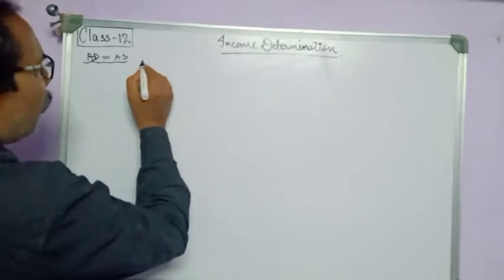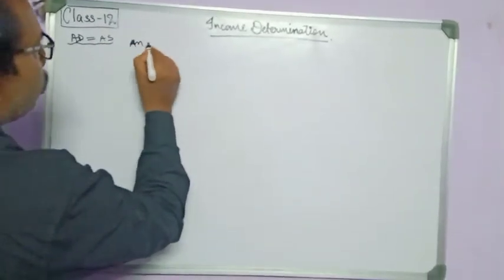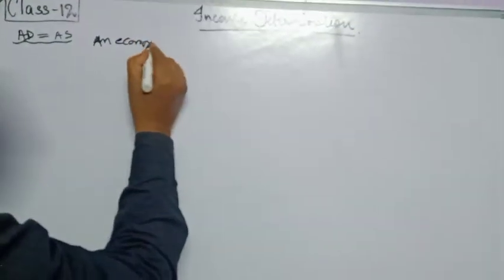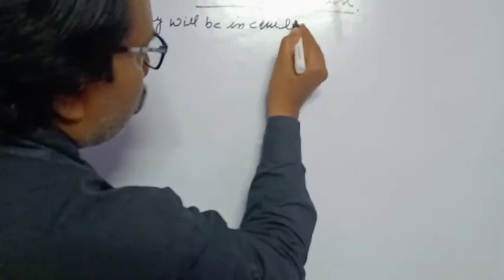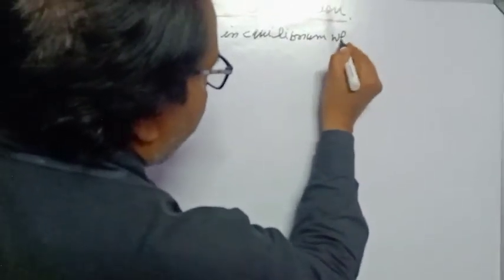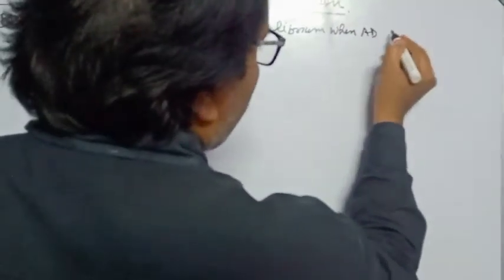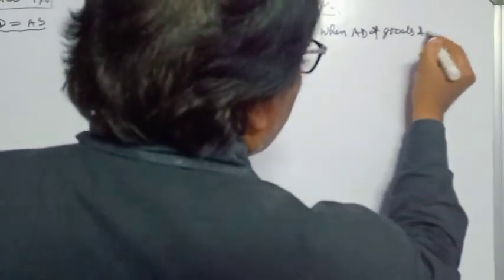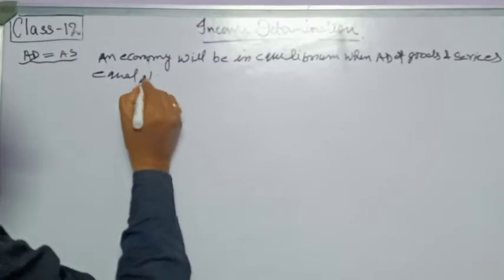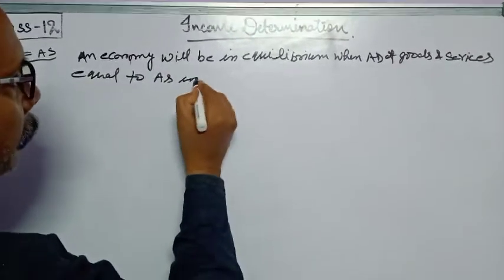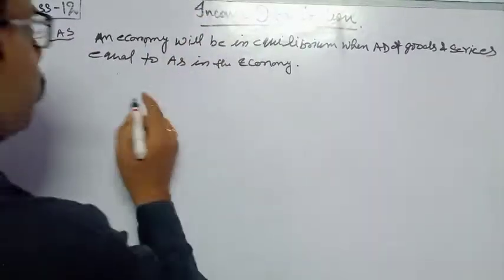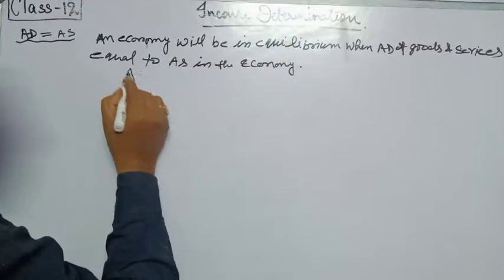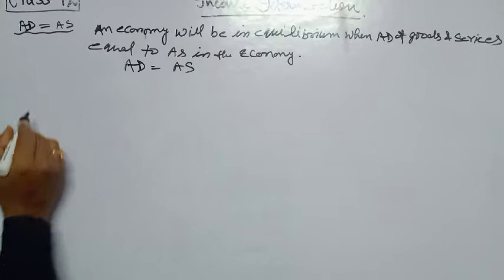So an economy will be in equilibrium when aggregate demand of goods and services is equal to aggregate supply in the economy. So income will be determined, or the economy will be in equilibrium, when AD is equal to AS. Clear?